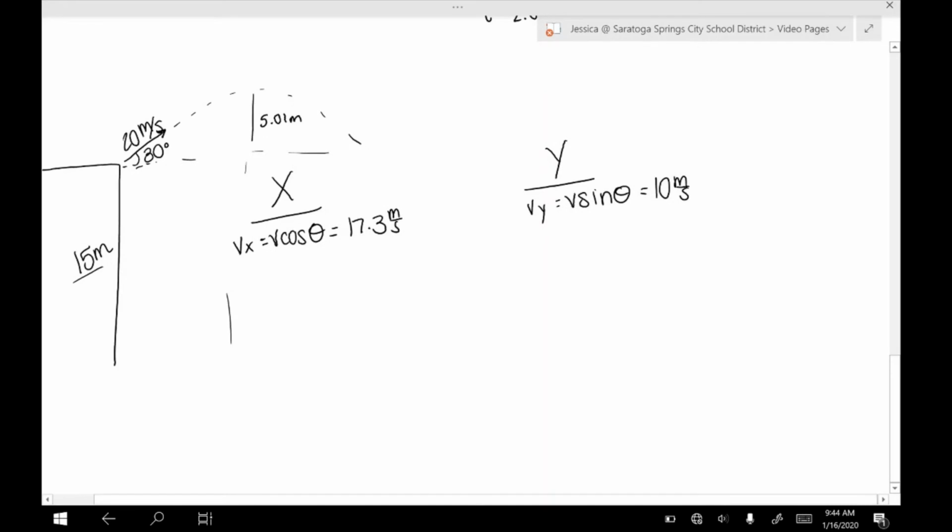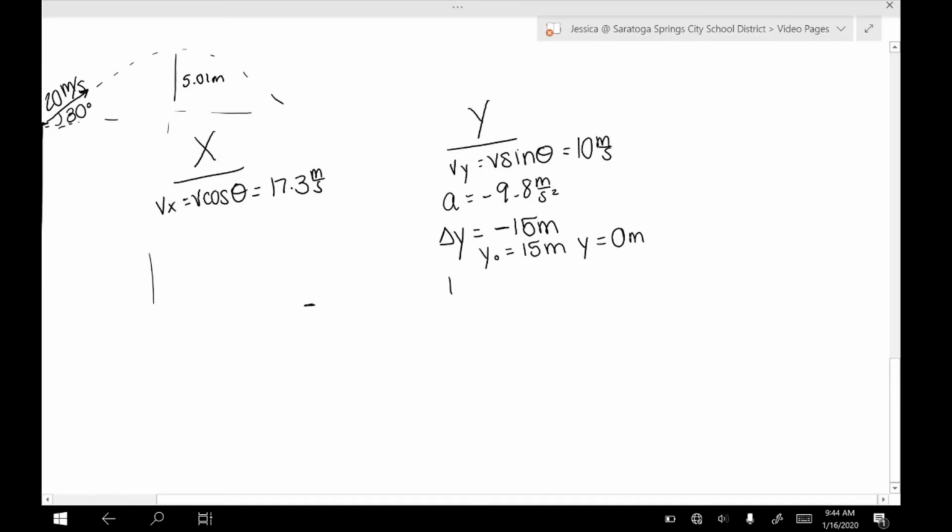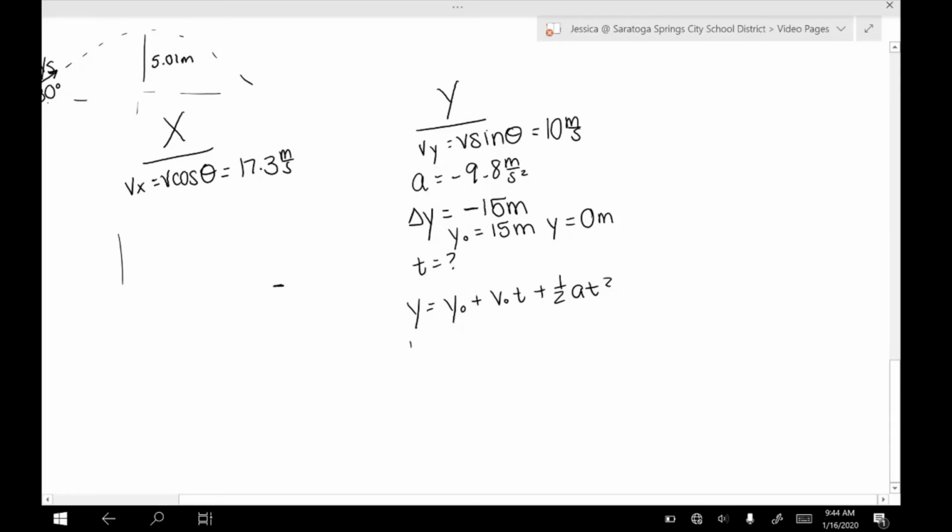To find the time, it does get slightly more complicated. Again, we know our acceleration is negative 9.8 meters a second squared. We know our total change in y, if we start up here and end down at the ground, is negative 15 meters, because we start at an initial height of 15 meters and we end at a height of 0 because we're on the ground. And if I need to find the time, then I need to use the position versus time equation. So my final position is 0.